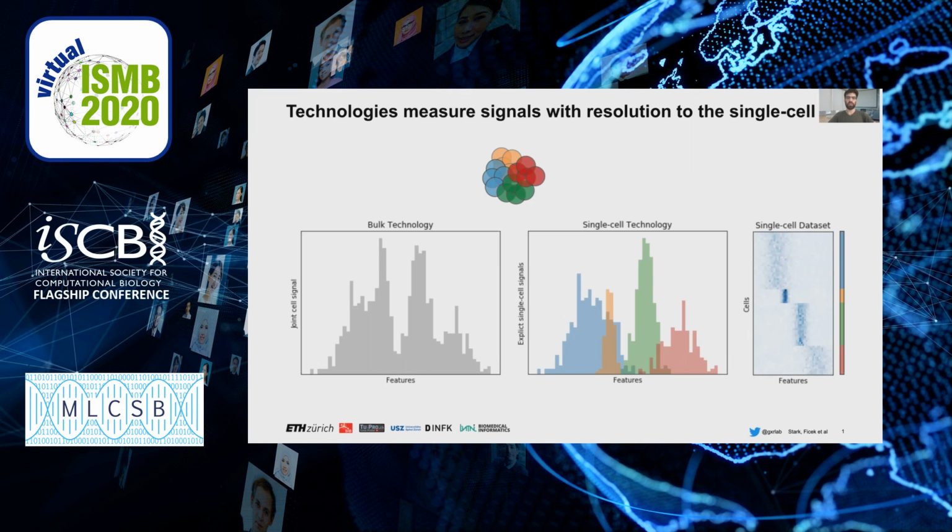Data generated by these technologies can often be represented as a matrix of cells by features, where each row corresponds to a single cell in the original sample. These technologies have advanced fields by providing data better suited to study complicated phenomena, such as cellular development and tumor heterogeneity.